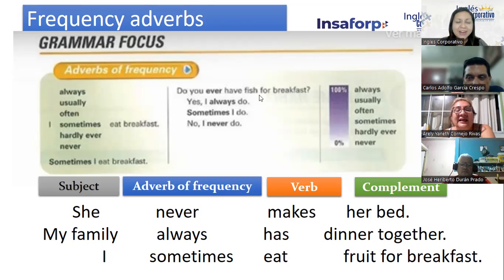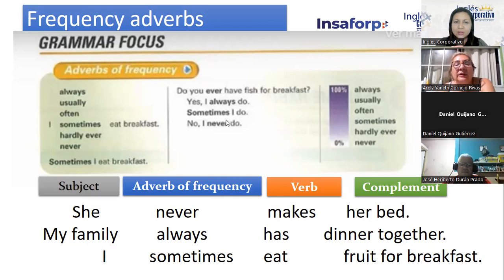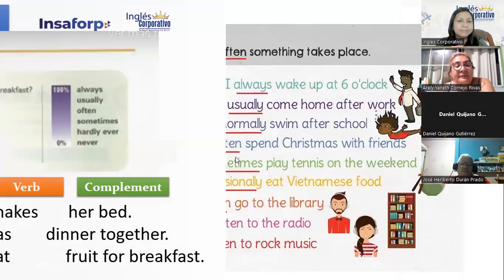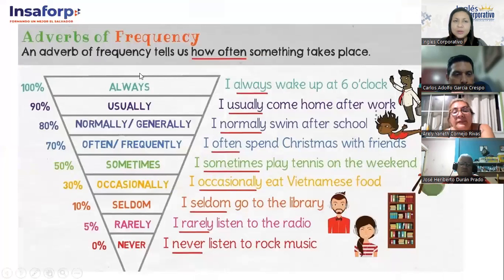Okay, so do you ever have fish for breakfast? Yes, I always do. Sometimes I do. No, I never do. Right? I never have fish for breakfast. Okay, so remember the structure: subject, adverb of frequency, verb, and complement. We can see more examples over here, and we have more frequency adverbs here.